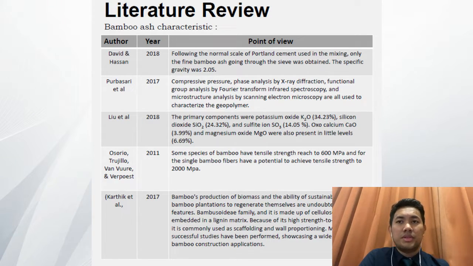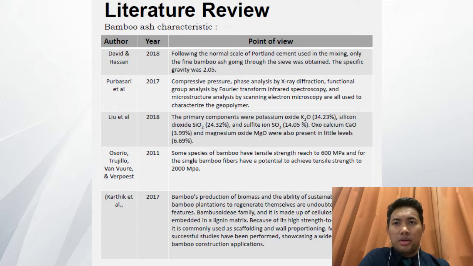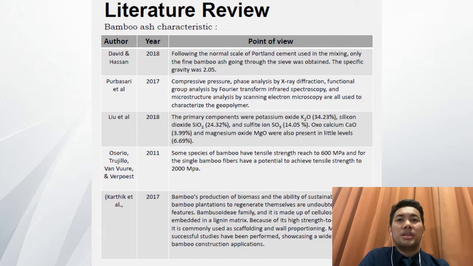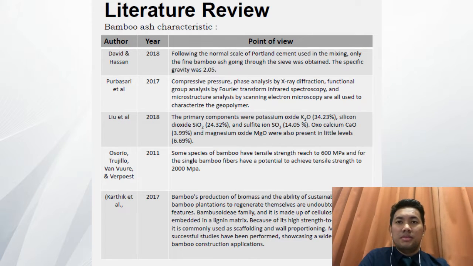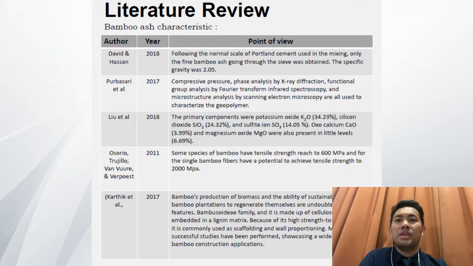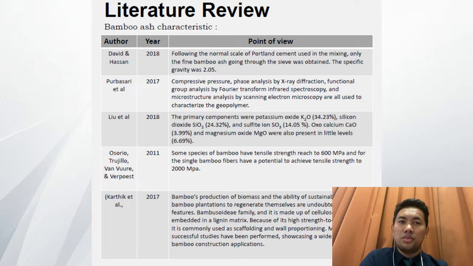That is a little bit of the literature review. I will focus on the bamboo ash characteristics, following the normal scale of Portland cement used in the mixing. Only the fine bamboo ash going through the sieve was obtained. The specific gravity was 2.05, as written by David Hassan in 2018. Phase analysis by X-ray diffraction, functional group analysis by Fourier transform infrared spectroscopy, and microstructure analysis by scanning electron microscopy are all used to characterize the geopolymer.